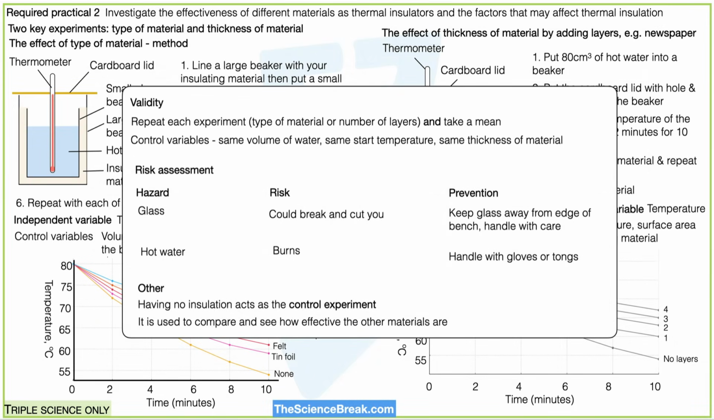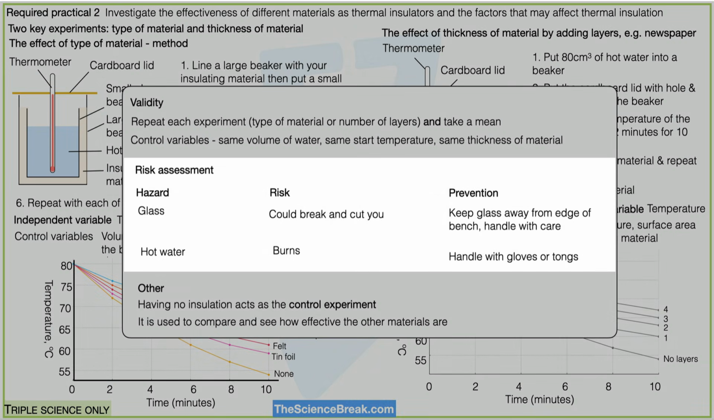Sometimes they ask for a risk assessment. This includes hazard, risk, and prevention. So an example would be the hazard is glass, the risk is you could break the glass and it could cut you, and the prevention is to keep glass away from the edge of benches and handle with care. Another one is hot water, which could cause burns. We would handle with gloves or with tongs so that we don't touch hot objects.